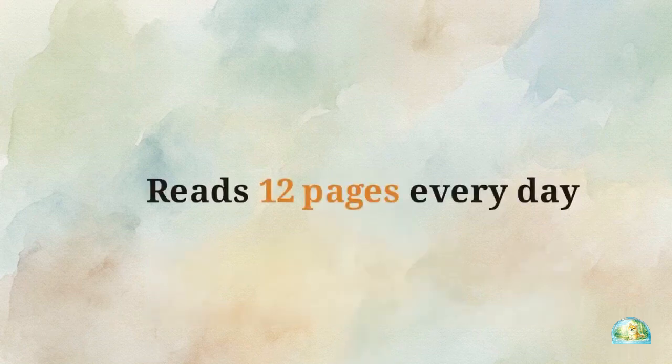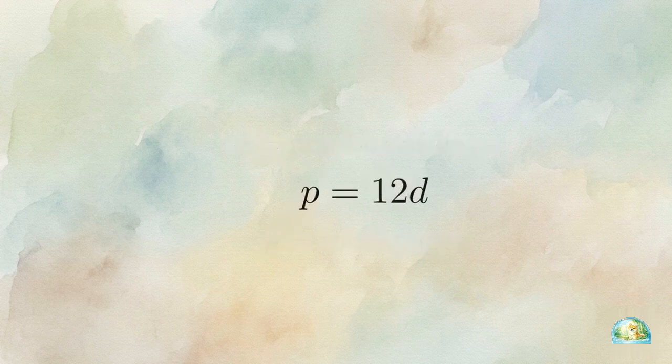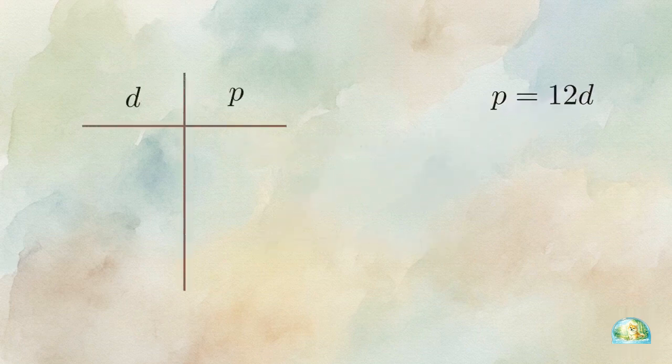Imagine a student who reads 12 pages every day. We'll use D for the number of days and P for the total pages read. This gives us the equation: P equals 12 times D. We can find P by substituting values for D.